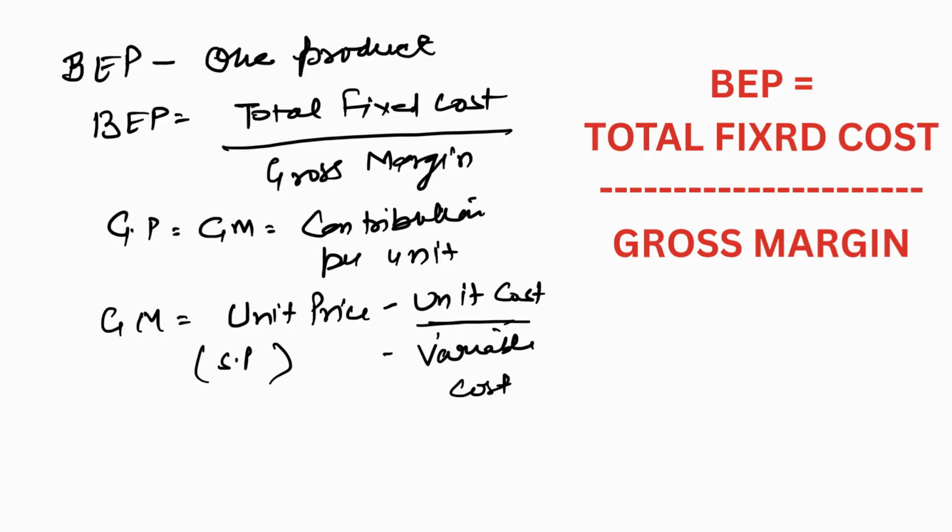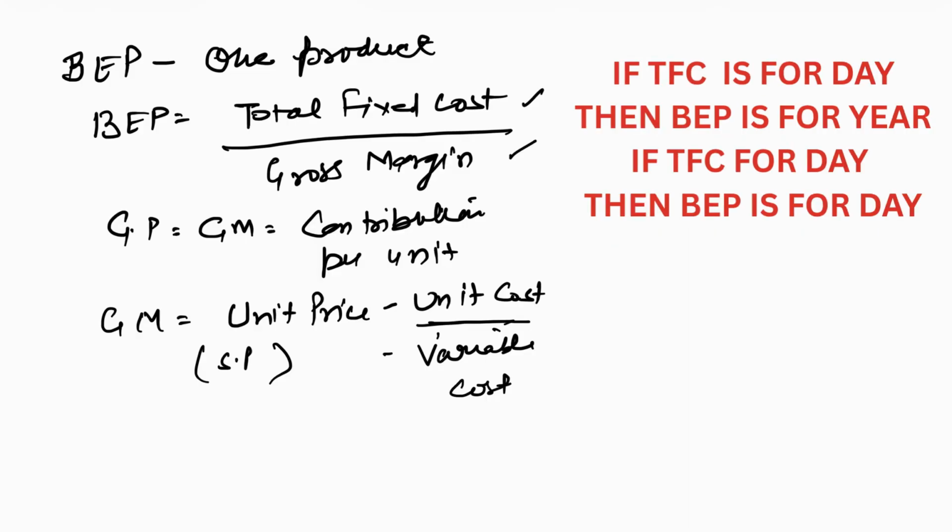So in case of break-even point, when we have to calculate it for one product, meaning the seller is selling only one product, then we calculate it by dividing total fixed cost by gross margin. Now students ask me the question, ma'am, whether this break-even point is for a day, for a month or for a year. That depends upon the total fixed cost. If the total fixed cost which is given to you is for a day, then your break-even point will be for a day. And the value of break-even point is in units.